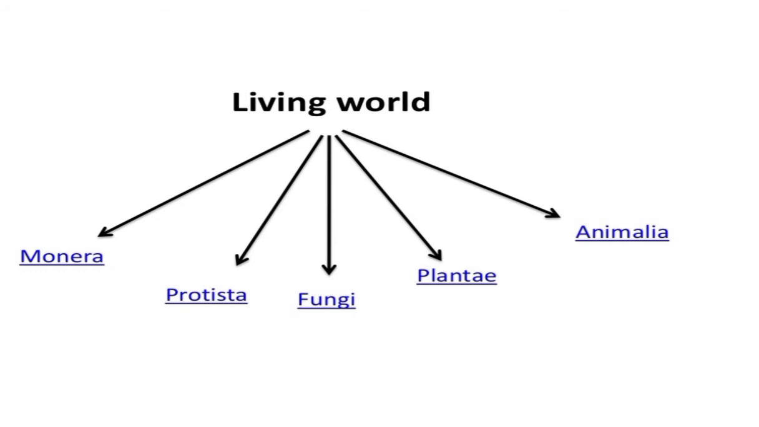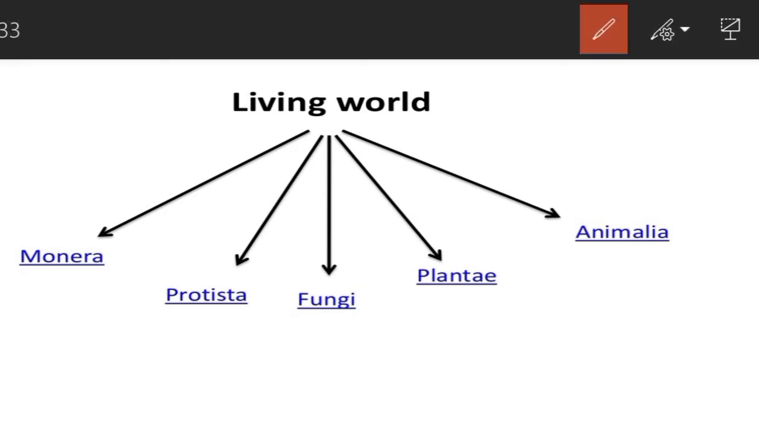So children, all the living organisms are grouped in five kingdoms. They are classified in five kingdoms. And the five kingdoms given by R.H. Whittaker were Monera, Protista, Fungi, Plantae and Animalia.